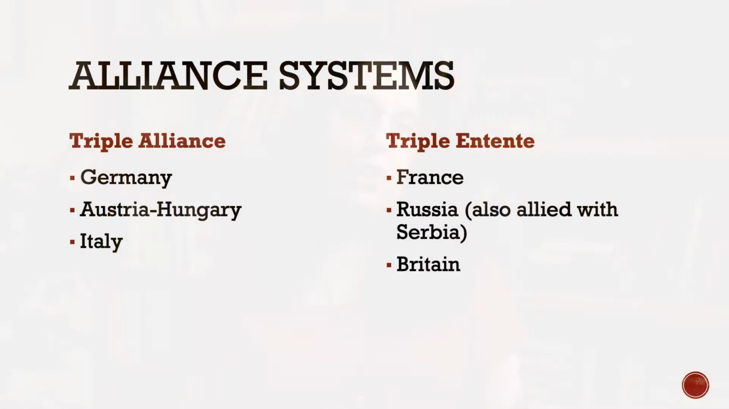If you want to keep these straight, you can kind of keep them straight by the fact that Triple Alliance starts with an A, alliance, and Austria-Hungary starts with an A. And if you can keep that, it's also right down the middle of Europe. And then the Triple Entente includes England, if that helps you keep those straight.